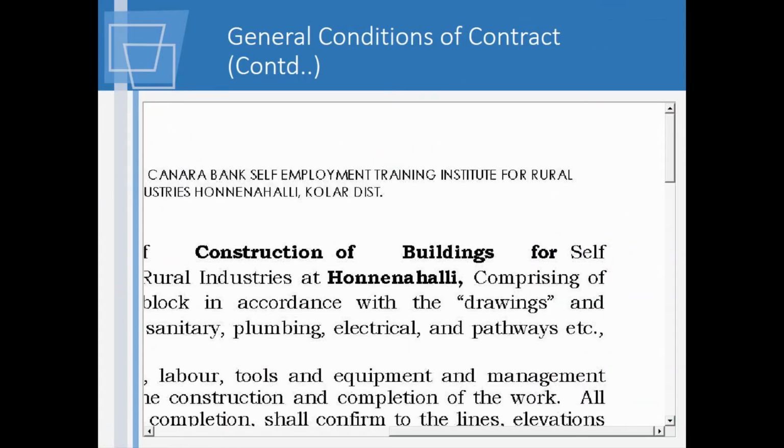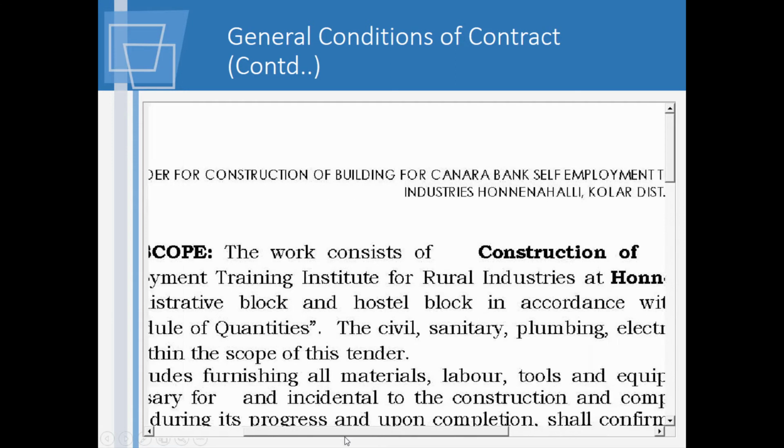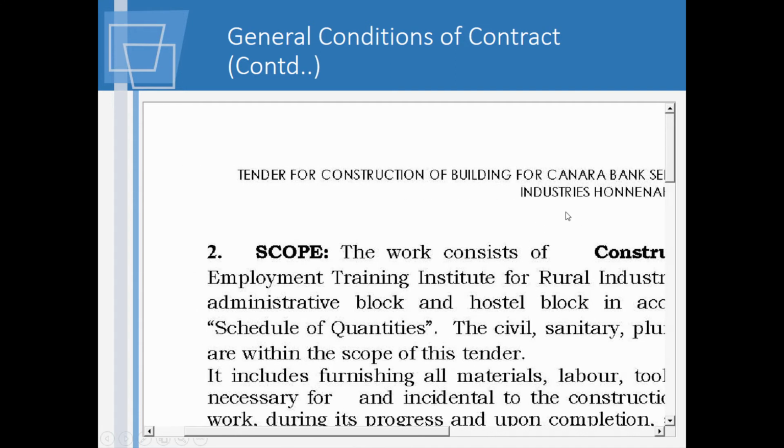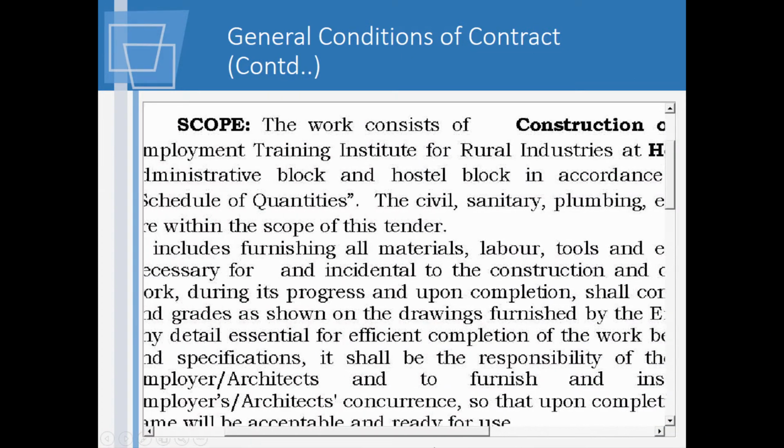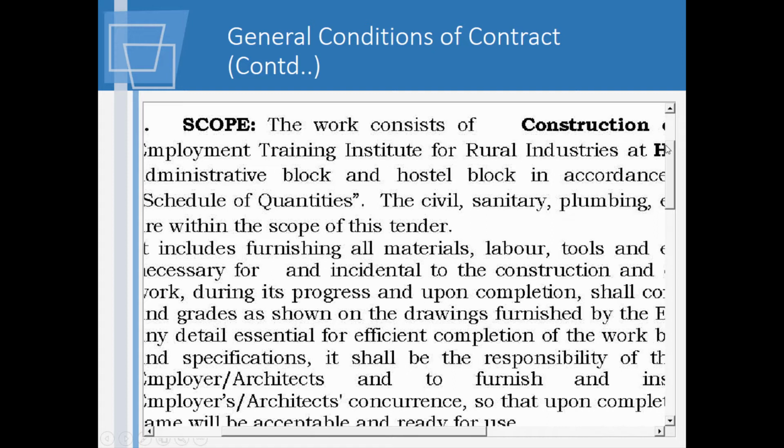Now we will just go through some of the other things. So here they are talking about scope. We were talking about scope yesterday. So what is meant by the scope for this project or for any tender? The tender document should clearly define the scope, where it starts, where it ends. So what you are expected to do and what you might be expected to do could be given there. For instance, here they are telling it consists of construction of buildings for this training institute. So it is very clearly told.